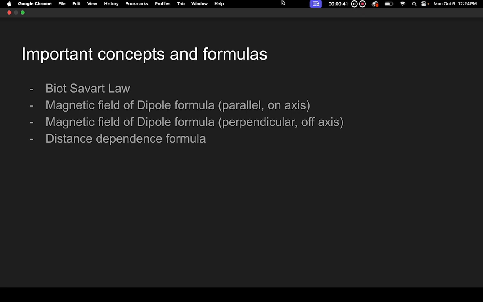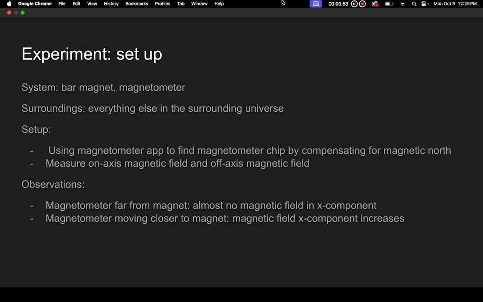Important concepts and formulas used were the Biot-Savart law and the magnetic field of a dipole formula for on-axis and off-axis, and the distance dependence formula. To set up the experiment, first we have to identify the system and the surroundings. The system was the bar magnet and the magnetometer, and the surroundings was everything else in the surrounding universe.